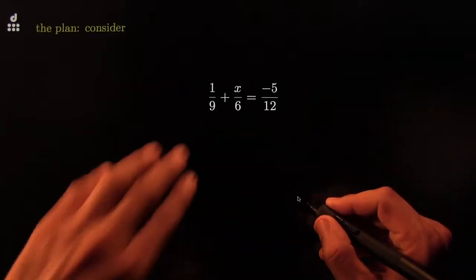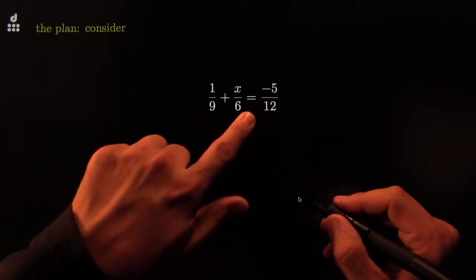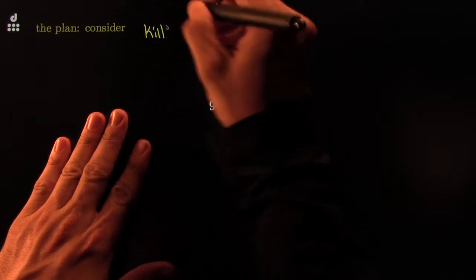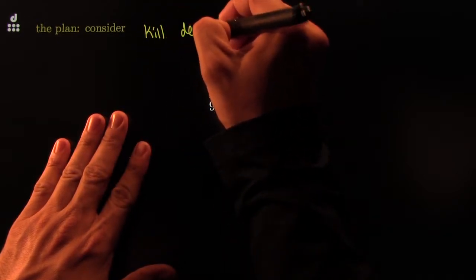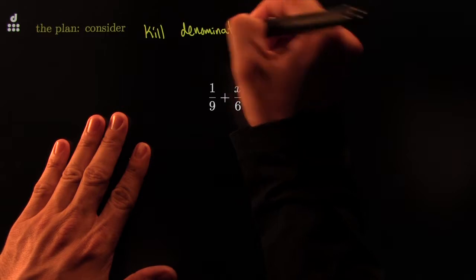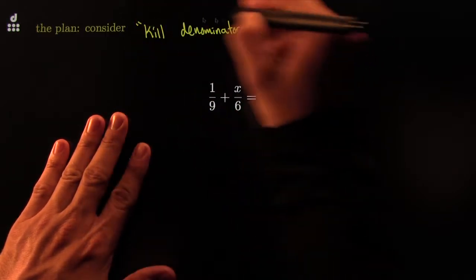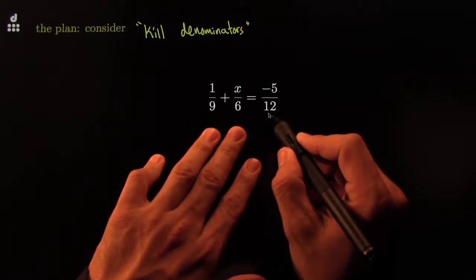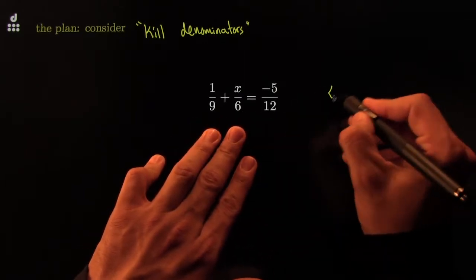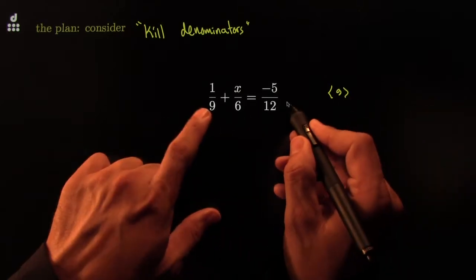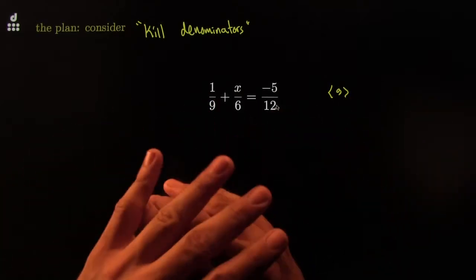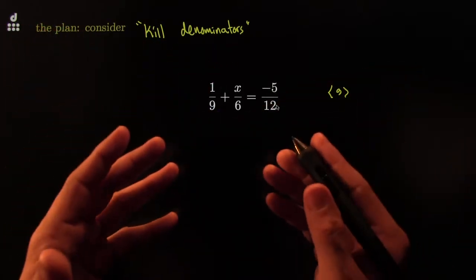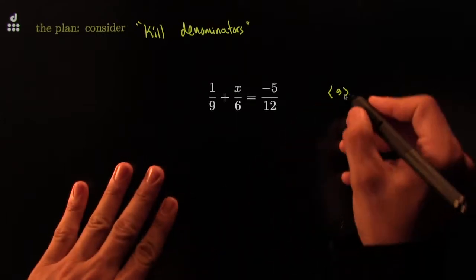Here's the plan of attack. Every time you have an equation that has fractions, the plan of attack will be to kill the fractions, kill the denominators. And what I mean by that is find the least common multiple for the denominators, and once you find the least common multiple, you could multiply both sides by that, and nice things will happen when you do that. What are the nice things that will happen? All the denominators will be cleared and you'll have an equation that has no fractions. Alright, talk is cheap, let's do it.